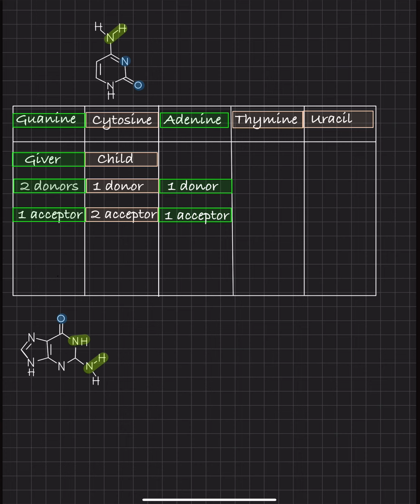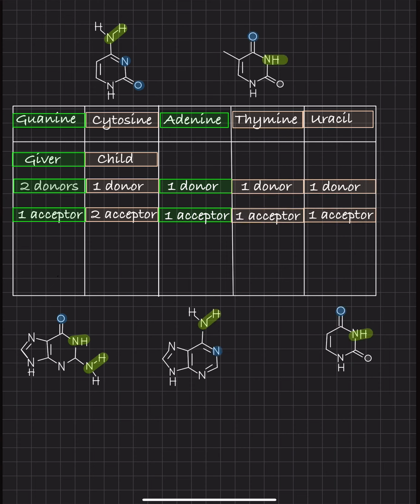So again, if you remember that guanine is the giver, meaning it has 2 donors and 1 acceptor, and that cytosine is the child, that it's 1 donor and 2 acceptors, then you just have to remember that the rest of them are 1 and 1, which makes it really easy to study, because all I need to remember are these 2, and the rest are 1 donor and 1 acceptor.